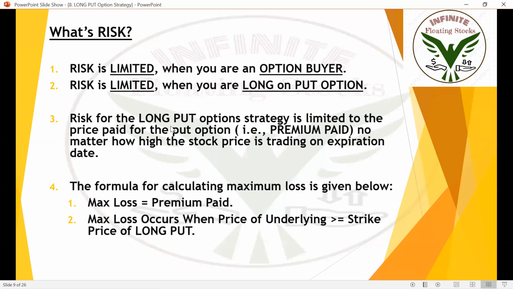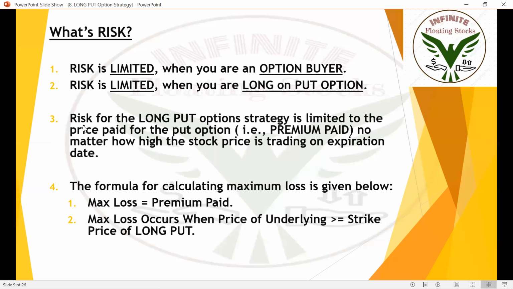Okay, so the risk for a long put option strategy is limited to the price paid for the put option, which is nothing but the premium paid, no matter how high the stock price is trading on the expiry date. If you don't understand this third point, ignore it. I'm going to explain it in very simple words in the next few minutes.